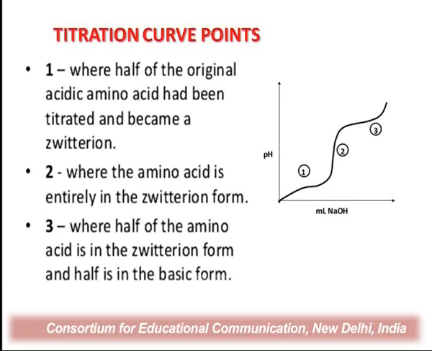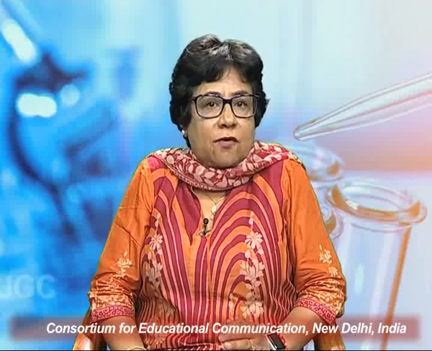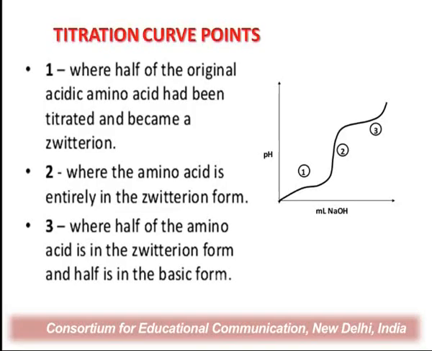Then we talk of point 2. Point 2 is the point where the amino acid will exist truly in its zwitterion form. And then when we go to point 3, what we find is that here there is half zwitterion and half of the amino acid is present in its basic form. So this general titration curve we will be using now to discuss the titration curves of different amino acids.